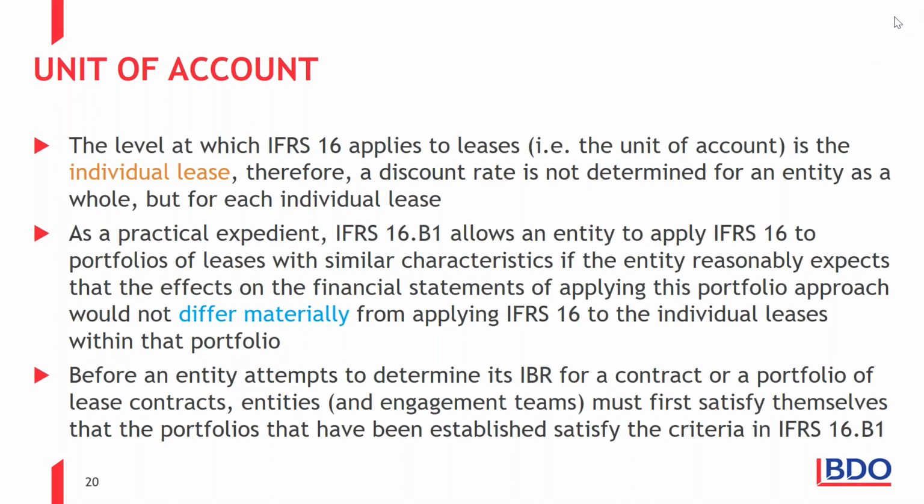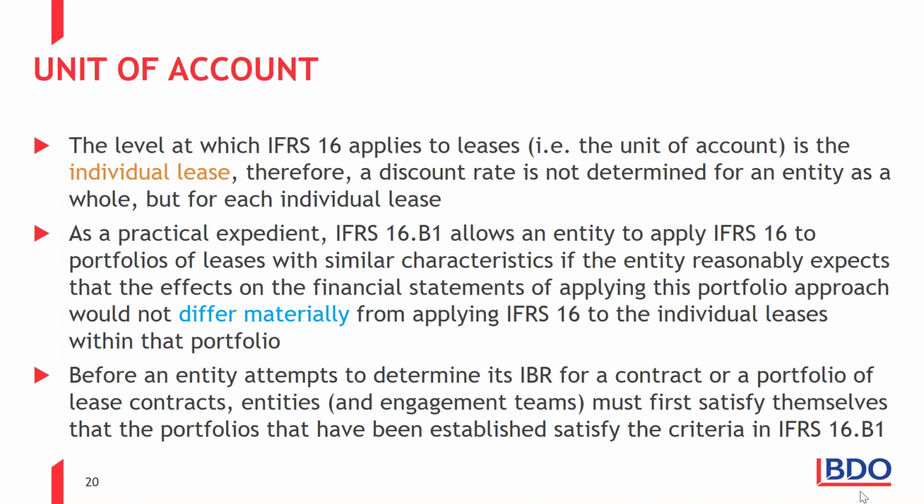Now, before we move on, I just want to point out the last point there on the slide, which is before an entity determines the IBR for a contract or a portfolio, the entity must first satisfy themselves that the portfolio has been established basically to comply with paragraph B1 above. And that's important. Don't move on to the portfolio application when you get to the discount rate if you haven't actually established that there was a portfolio to begin with in the application of the standard as a whole.